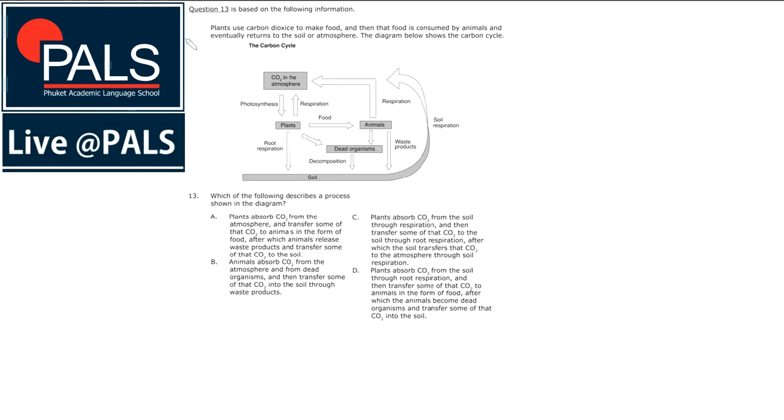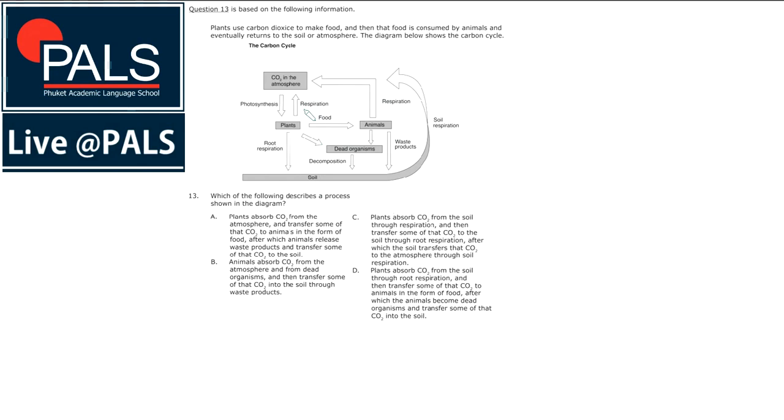13 is based on the following information. Plants use carbon dioxide to make food, specifically glucose, and then that food is consumed by animals and eventually returns to the soil or atmosphere. The diagram below shows the carbon cycle. Which of the following describes the process shown in the diagram?